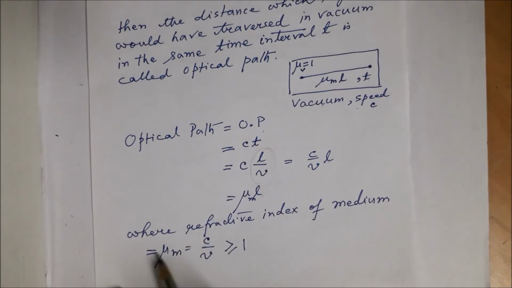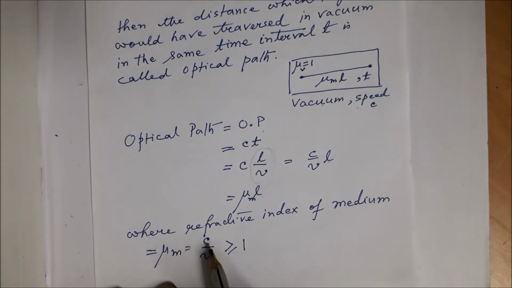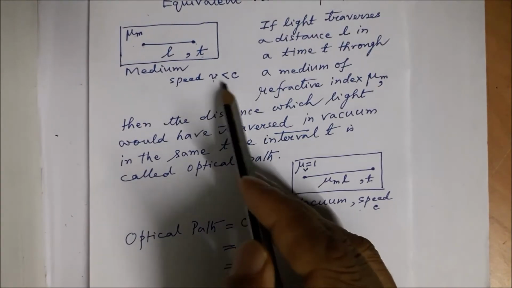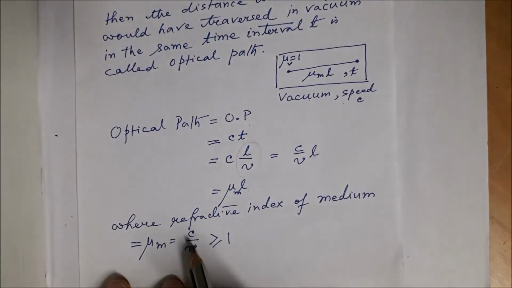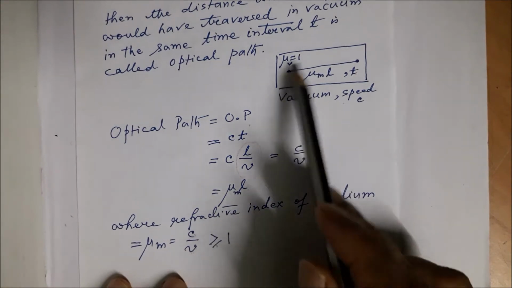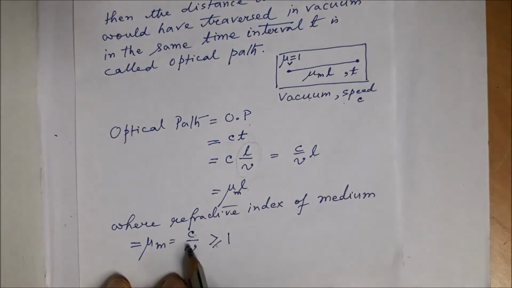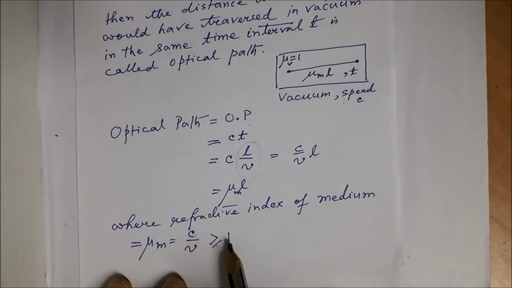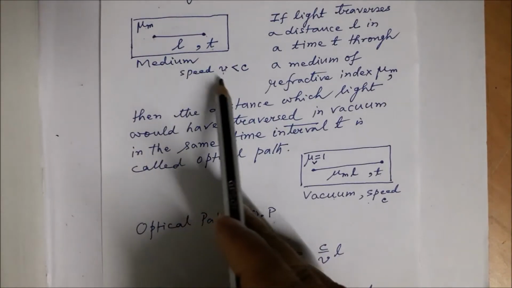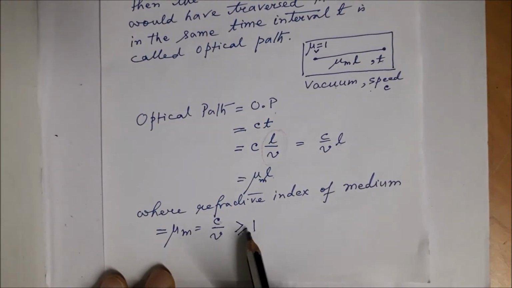Here the refractive index being c by v, and since v is less than c, or rather c greater than v, μm is always greater than or equal to 1. Equality sign holds when we are speaking of a vacuum in which v equal to c, so c by c is 1. In other cases, when we are speaking of a medium, v is always less than c, making μm greater than 1.